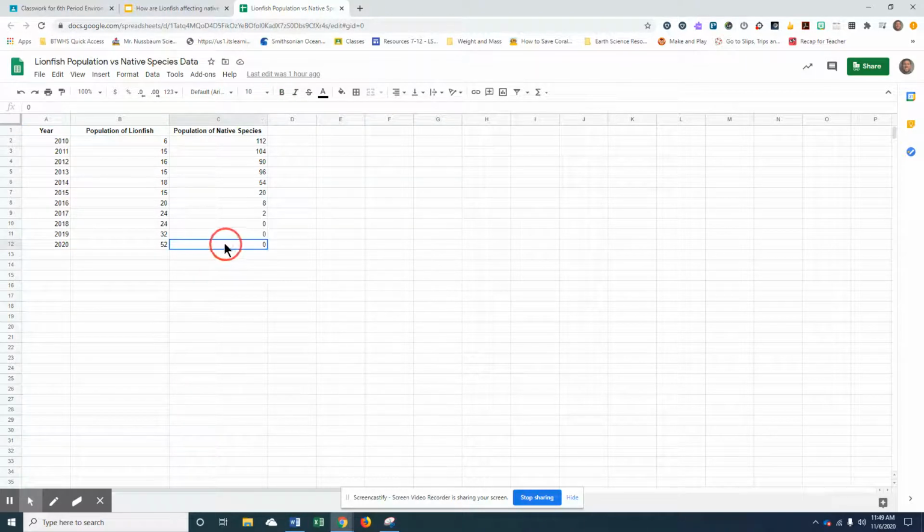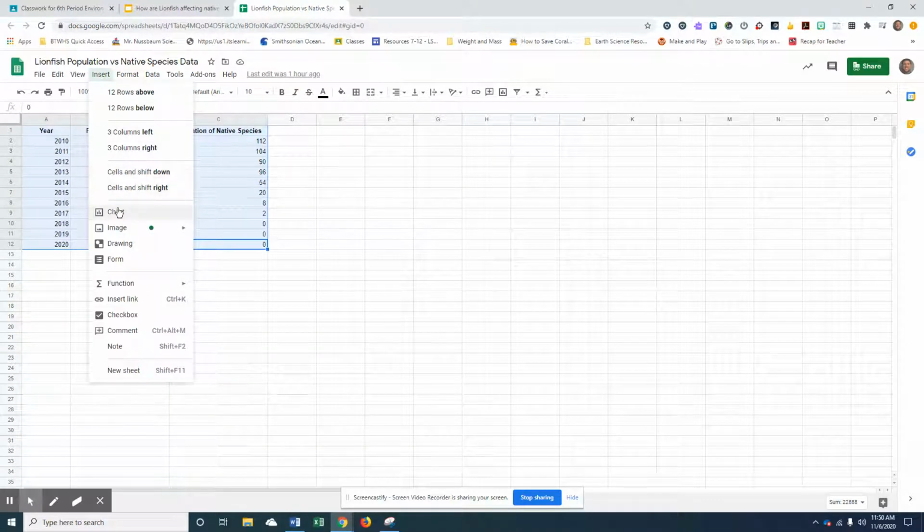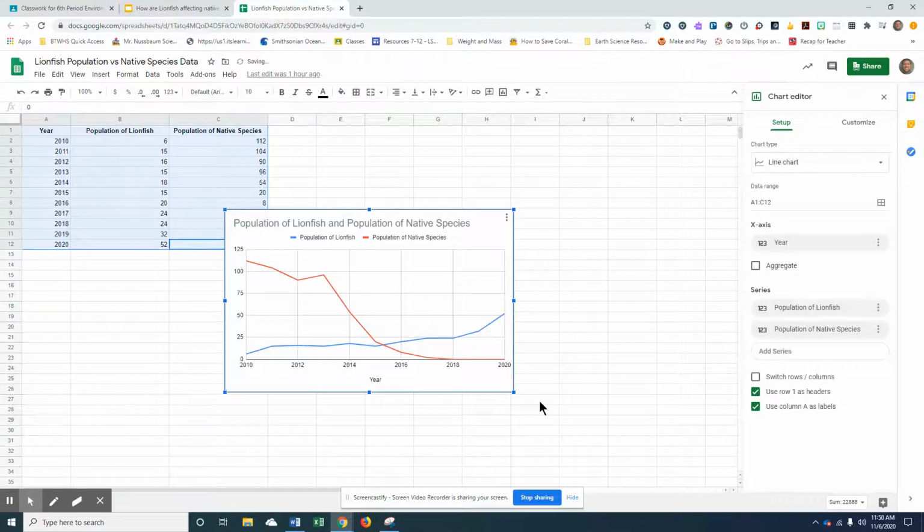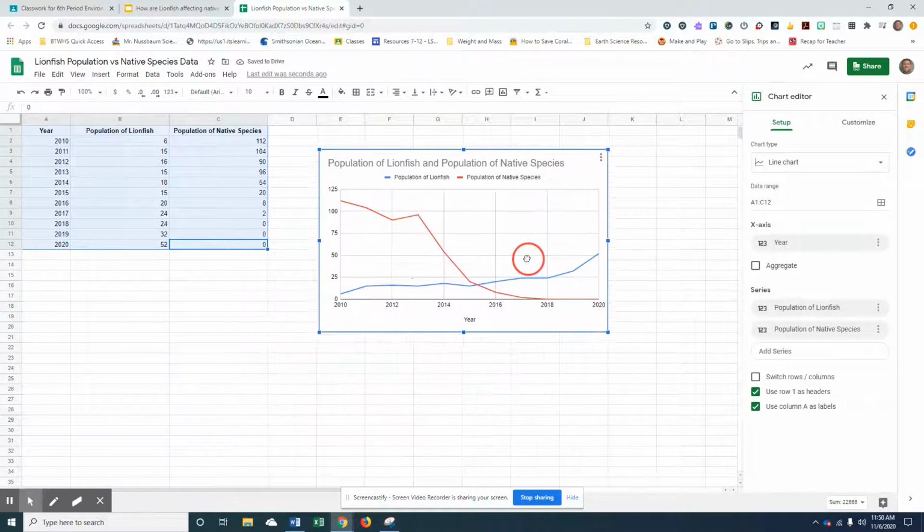And what I'd like you to do is click and drag, okay, to highlight all sections of the Google Sheet. Now, once you've done that, you're going to come to Insert and click on Chart. That chart will pull up your graph. So it's an easy way to make a graph, and there is your graph, okay?